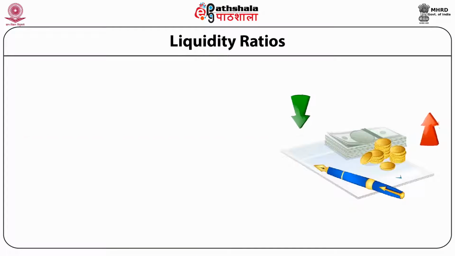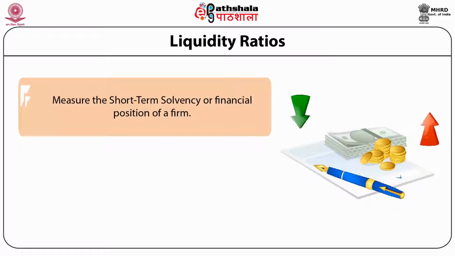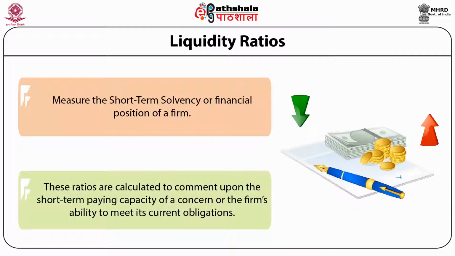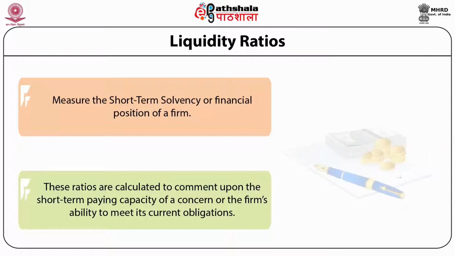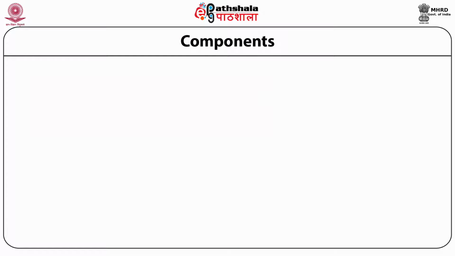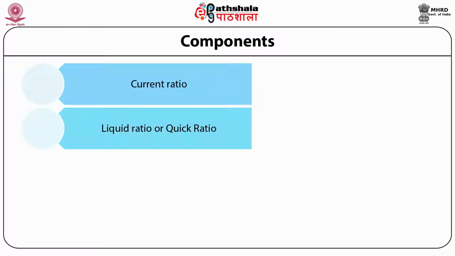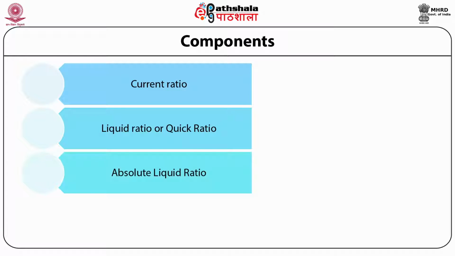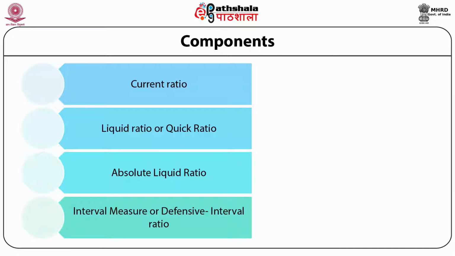Liquidity ratios measure the short-term solvency or financial position of a firm. Liquidity ratios are calculated to comment upon the short-term paying capacity of a concern, or the firm's ability to meet its current obligations. Components of liquidity ratio: liquidity ratios include the following four types of ratios. First, current ratio. Second, liquid ratio or quick ratio. Third, absolute liquidity ratio. Fourth, interval measure or defensive interval ratio.